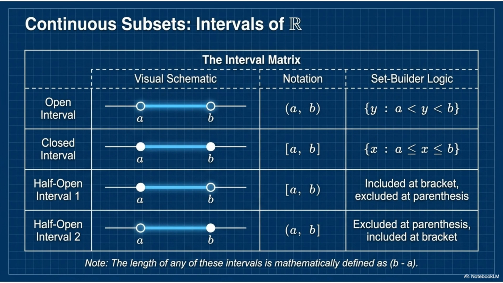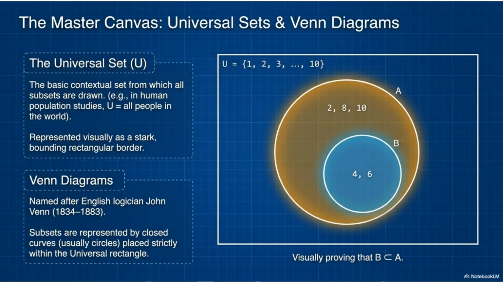These are defined by their boundaries, which can be either open or closed, depending on whether the endpoints themselves are included in the set. The universal set represents the entire context under discussion, containing all potential elements. Venn diagrams use closed curves within this universal space to visually map out subset relationships.